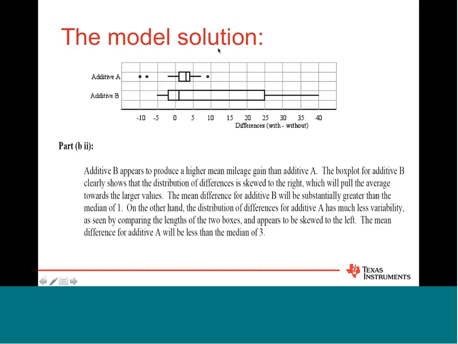So if you want a higher mean mileage, you're going to go with B because the mean is certainly much greater, as shown in the graphical display. Next.